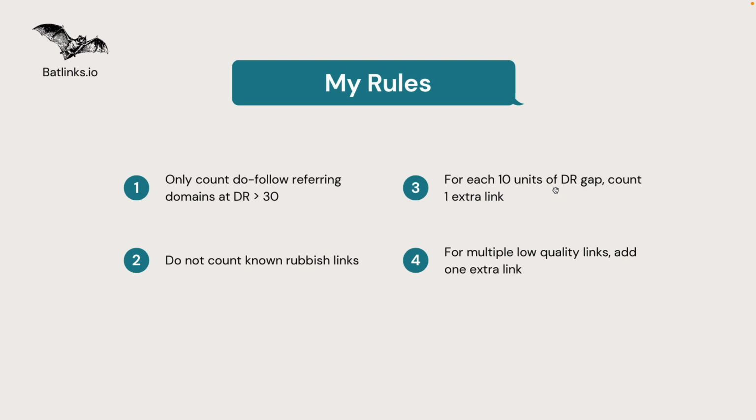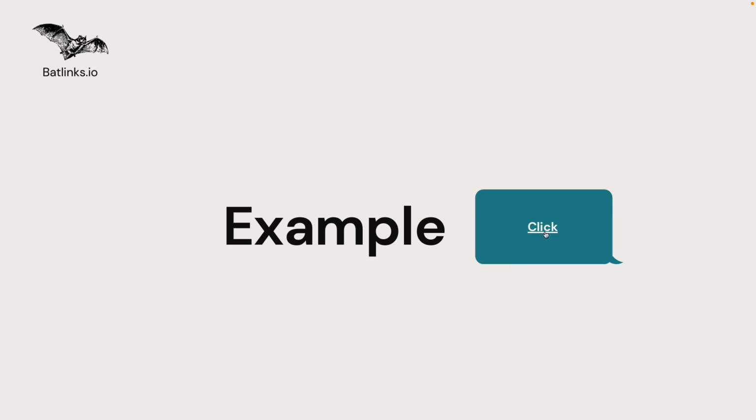And the last thing is that if I see that the site has multiple low quality links, like if I follow my DR30 rule and I see that a competitor has many links from sites like DR15 and so on, I will add just 1 to the calculation. So if they have no good links, but they have 10 low DR links, I will just add one link to the calculation. And let's go to an example.